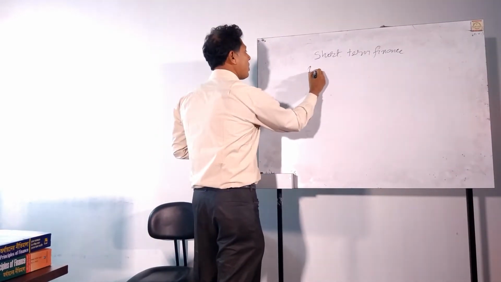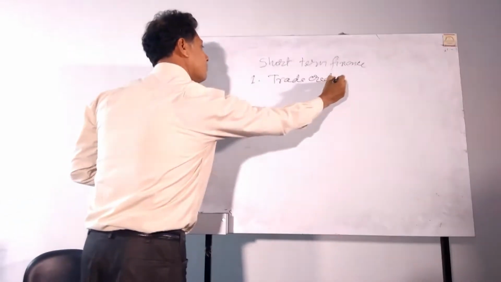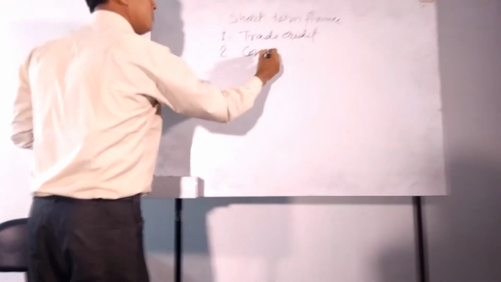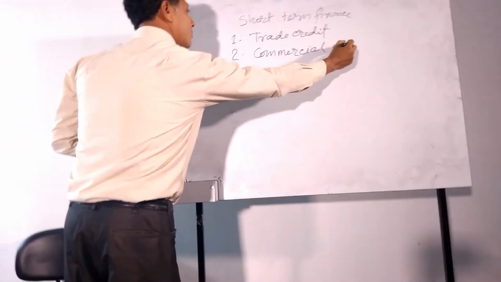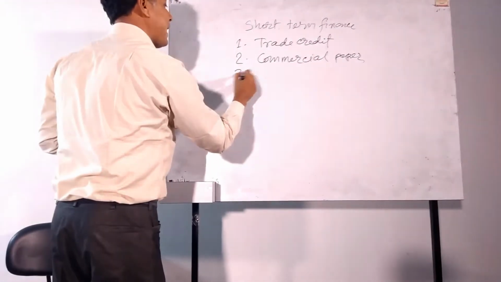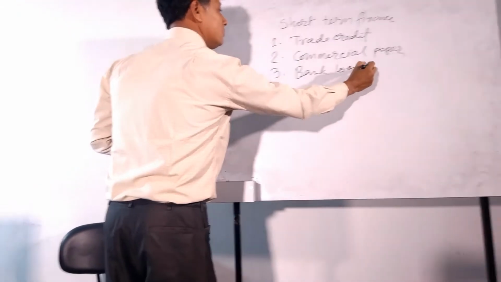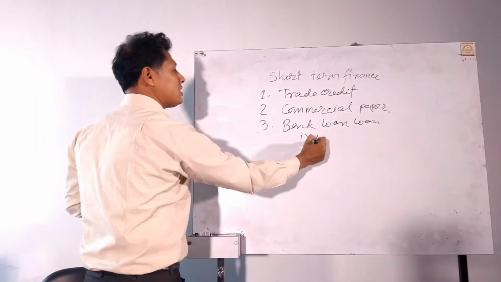One is trade credit. Second is commercial paper. Third is bank loan. A bank loan includes two other things. One is revolving credit.